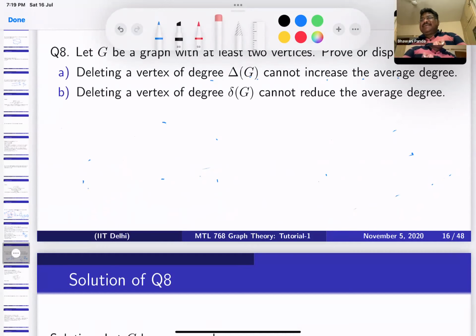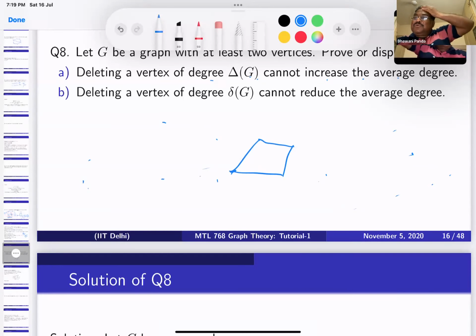Cannot reduce the average degree. Will it be true? For example, if I take this one, what is the average degree of this graph?